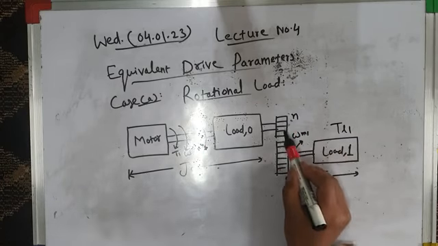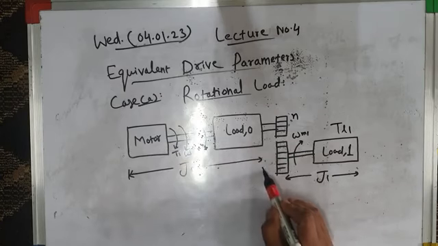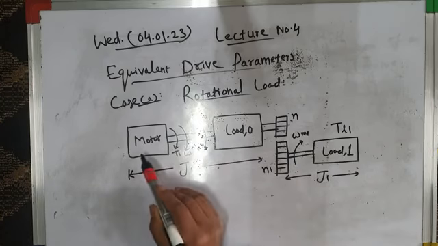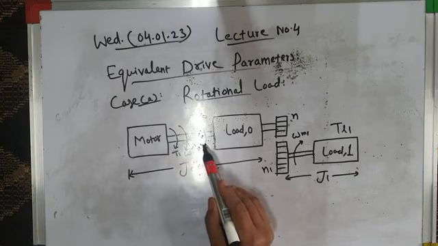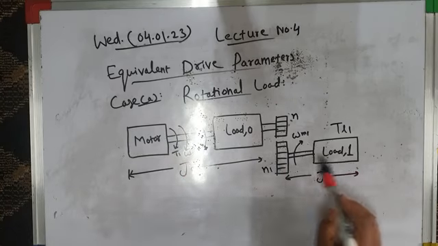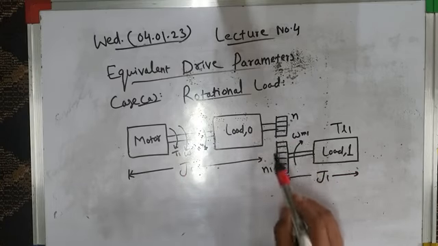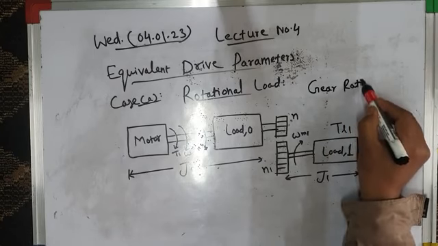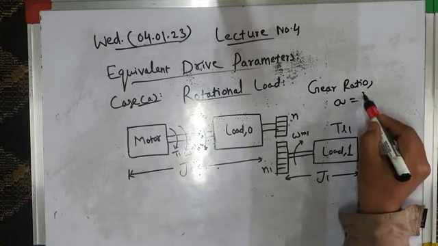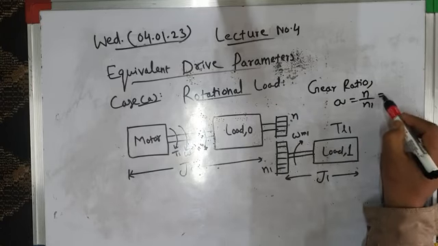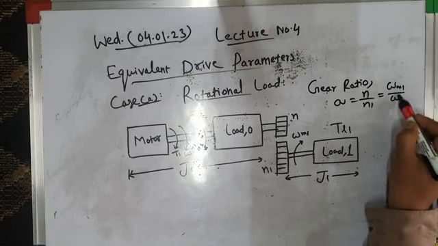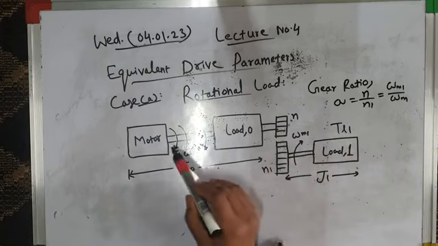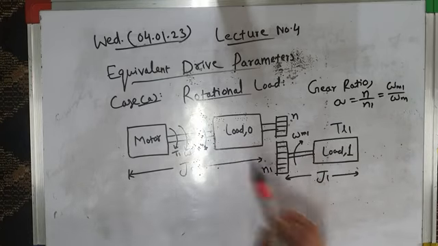N is the number of teeth of the gear on the motor side, and N1 is the number of teeth of the gear on the load side. Okay. So this load is directly coupled with the motor via this shaft. There is no gear arrangement. However, load number 1 is coupled to the motor via this gearing arrangement. We have a ratio which is called gear ratio. I will write here gear ratio. It is represented by A, and it is given by N divided by N1. And in terms of speed, it is omega m1 by omega m. Where omega m1 is the speed at which load 1 rotates, and omega m is the speed at which load 0 rotates.